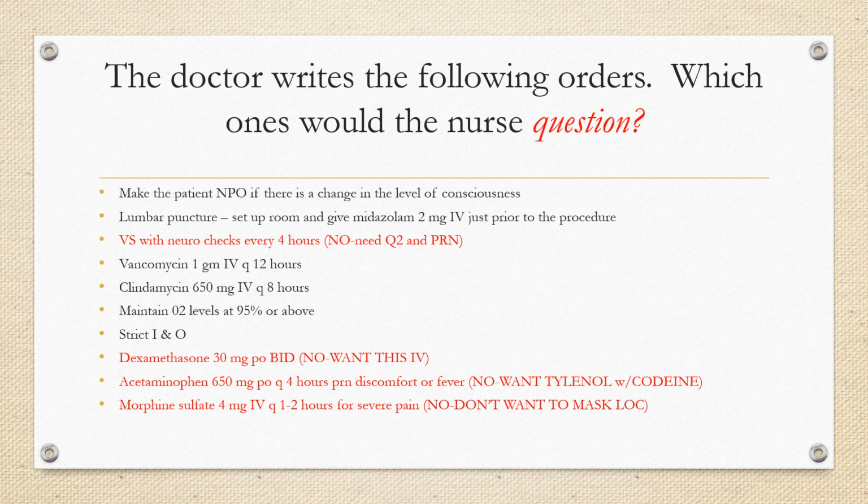Dexamethasone 30 milligrams PO BID. No, we want to question that because of the route. We would want to give that IV just to get it to act more quickly. We want to get that swelling down, the cerebral edema to decrease.